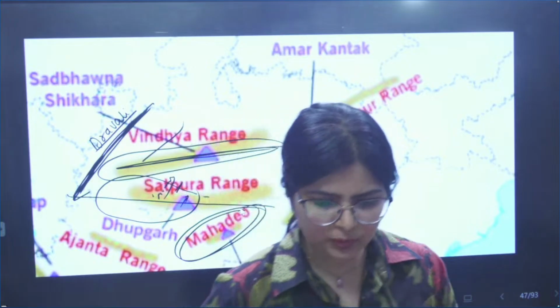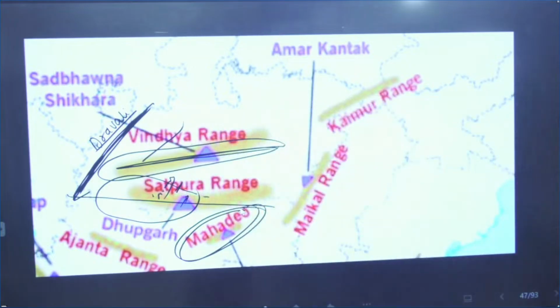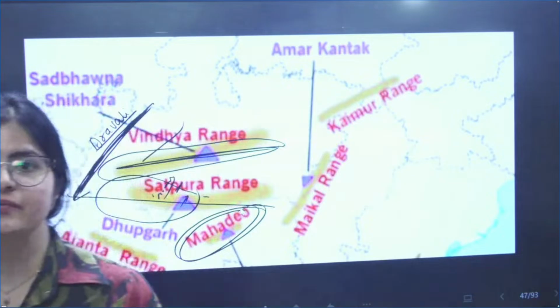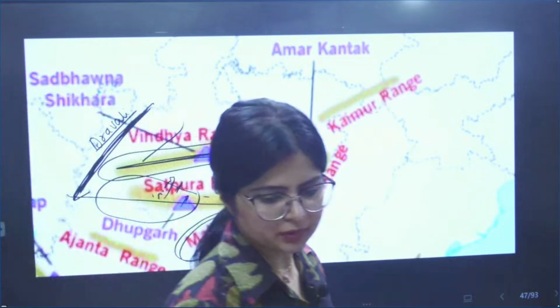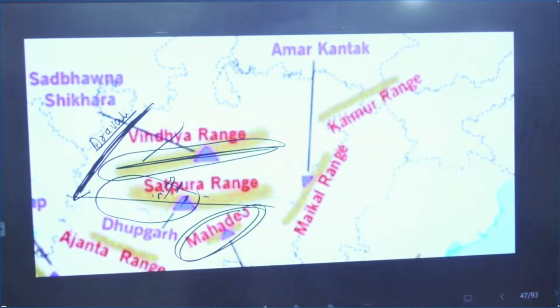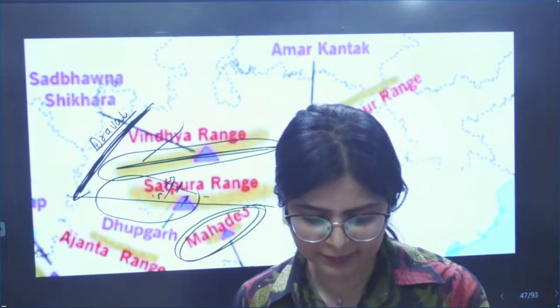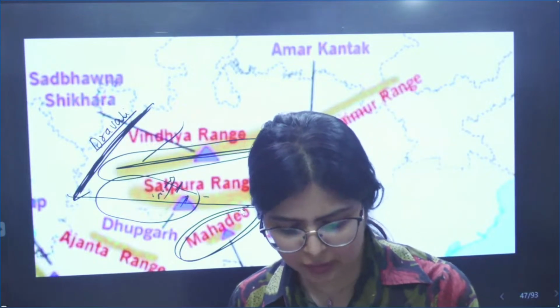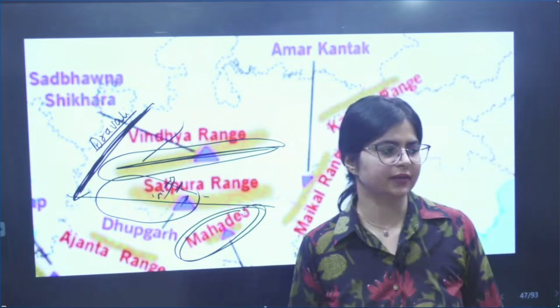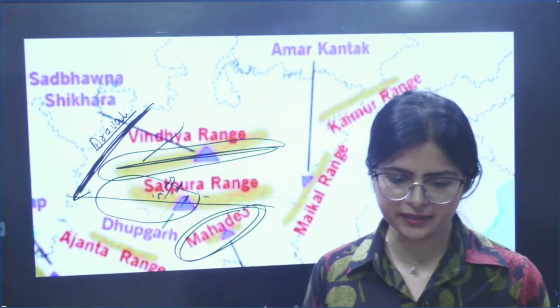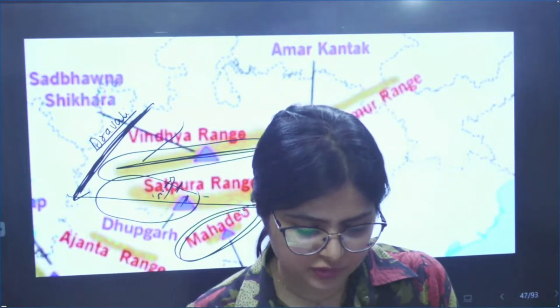Now write down next. The rivers that flow in this region are Chambal, Sindh, Betwa, and Ken. Full stop.